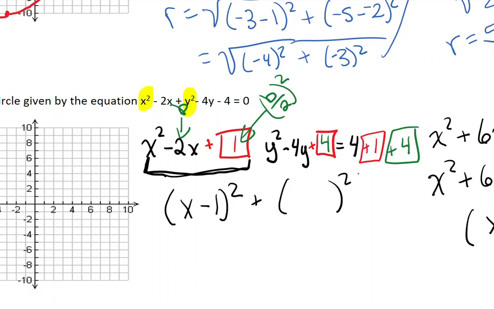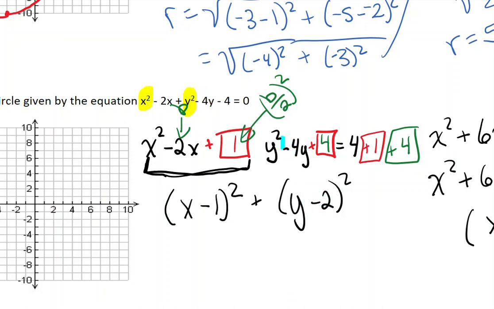No? Y minus 2. Because whatever's in the box, so the 4 is in the box, correct? You take the square root of it. What's the square root of 4? 2. Okay, and then whatever sign is right here, that's the sign that goes right there. Nico, you have a question?